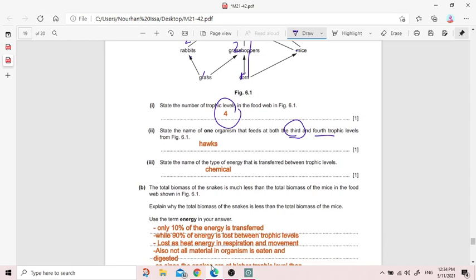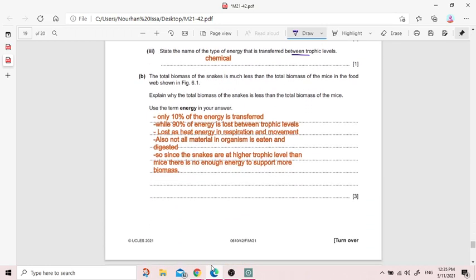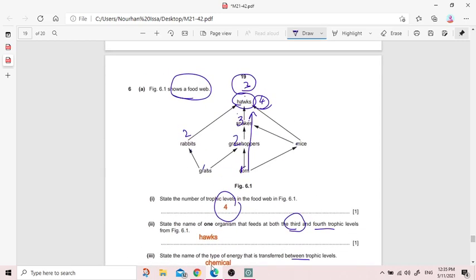State the name of the type of energy that is transferred between the trophic levels. The type of energy transferred is the chemical energy. Any food is considered chemical energy. The total biomass of the snakes is much less than the total biomass of the mice. The mass of snake is less than the mass of the mice. We know that as we go along the food chain, 3 things decrease: the number of the organisms, the mass, and the energy.